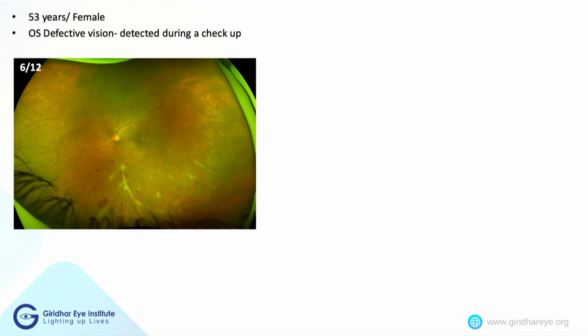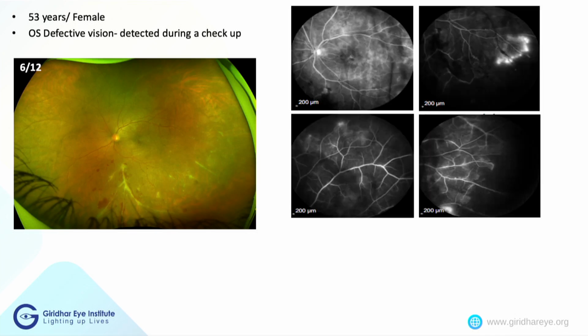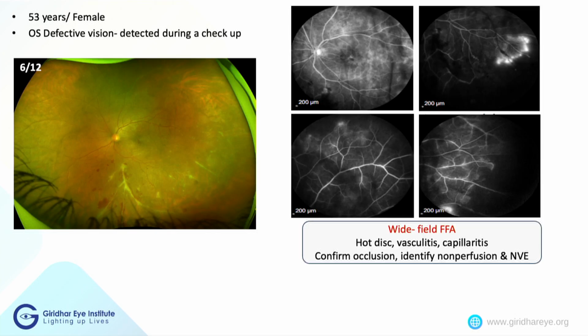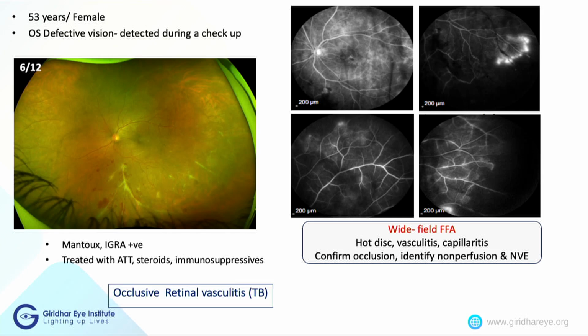Now this is a case of retinal vasculitis with hemorrhages, but it was FFA which documented not only the extent of inflammation but also helped us to identify the extent of non-perfusion and NVE, and she was then subsequently diagnosed as occlusive retinal vasculitis due to TB.